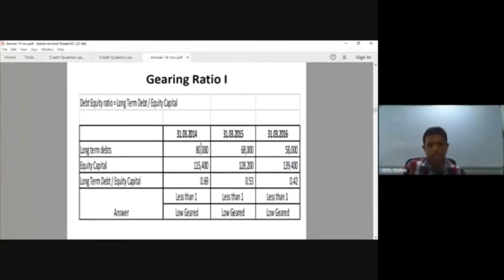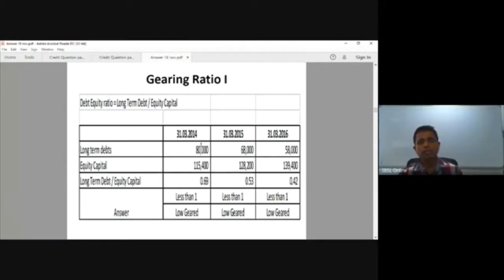Then I need your focus on these two ratios, that is gearing ratio 1 and gearing ratio 2. In the exams, I am repeatedly telling, most of the people find it very difficult to calculate gearing ratio 1 and gearing ratio 2. I don't know why, because these ratios are very easy to calculate. You have to just take figures and calculate. Now, how do you calculate the gearing ratio 1? That is long-term debt to equity capital.